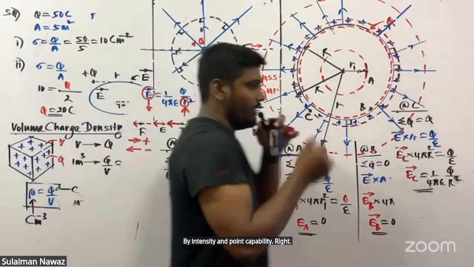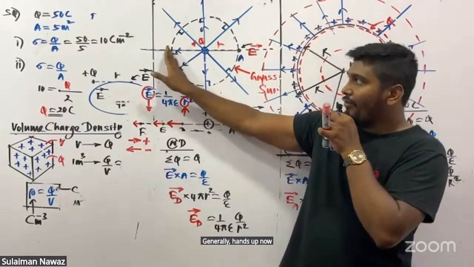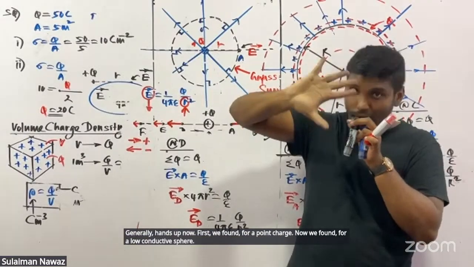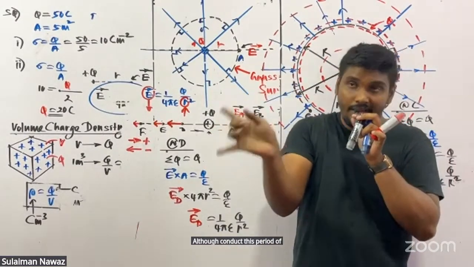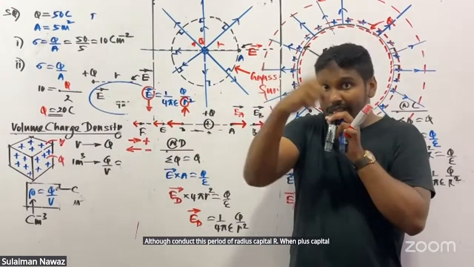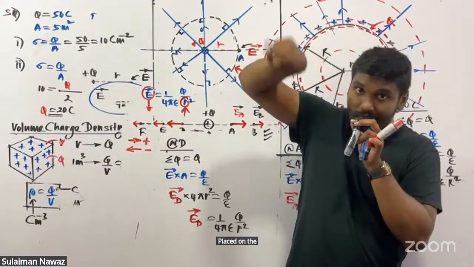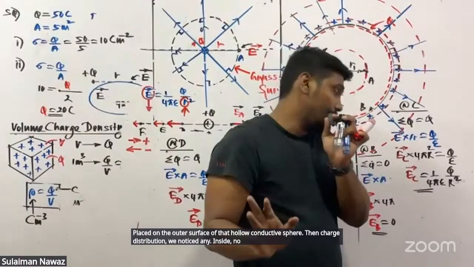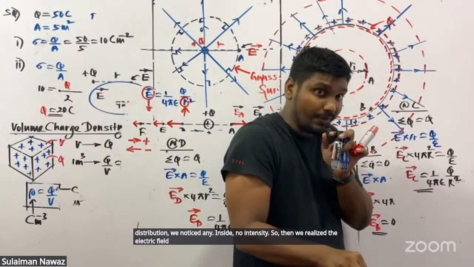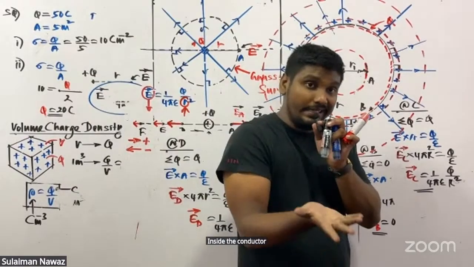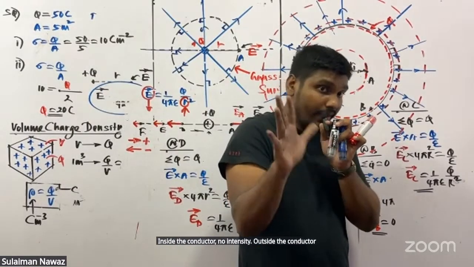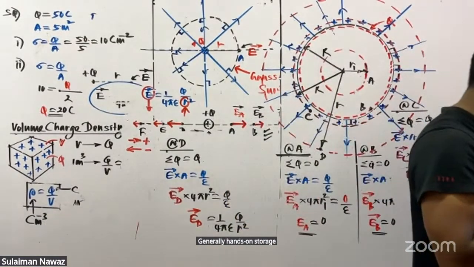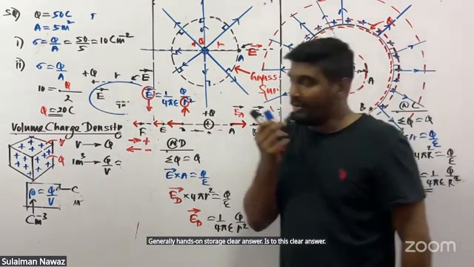First we found it for a point charge. Now we found it for a hollow conductive sphere of radius capital R, when plus capital Q charge is placed on the outer surface of that hollow conductive sphere. Then from the charge distribution we noticed inside no intensity. So we realized the electric field intensity values: inside the conductor no intensity, outside the conductor intensity is varying like this. That's what we noticed. The story is clear, right?